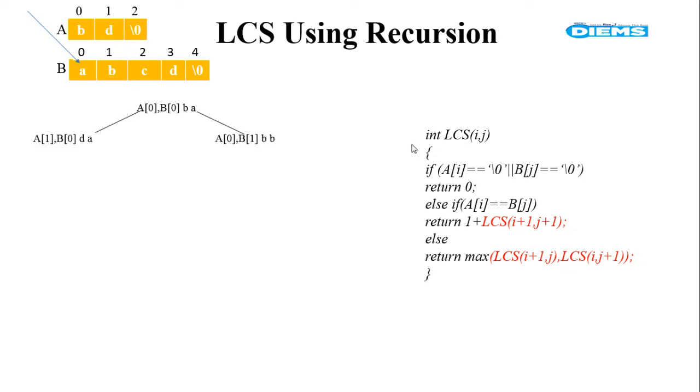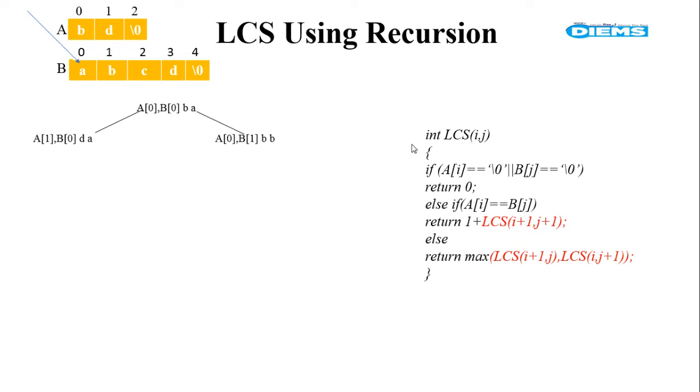The very first call will be for a of 0 and b of 0. From the string you can observe what is a of 0, it is b. What is b of 0, it is a. Whether b and a are matching with each other, the if block in the condition in our code will fail. Else if will also fail. It will return the maximum of two calls, LCS of i plus 1 comma j and LCS of i comma j plus 1.